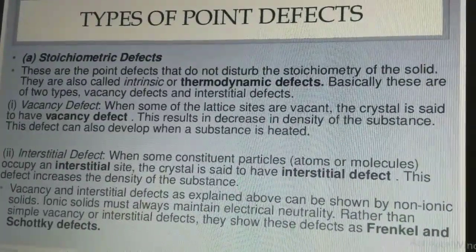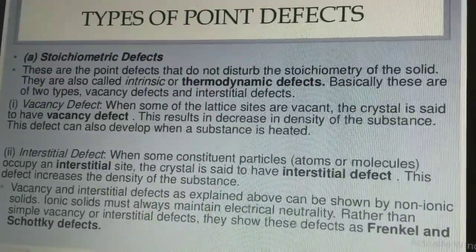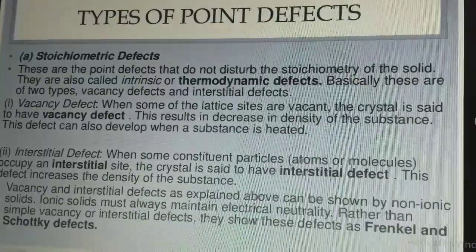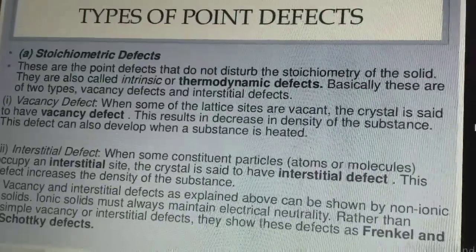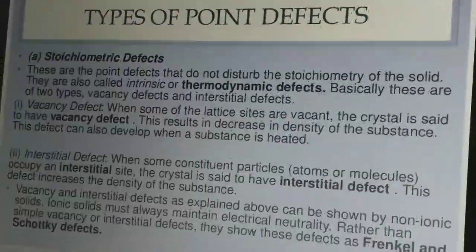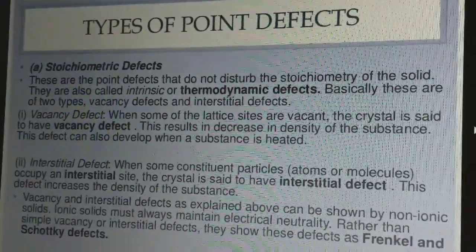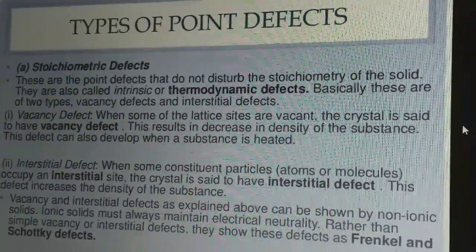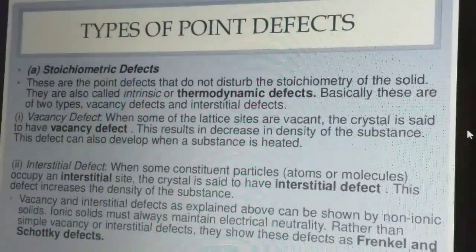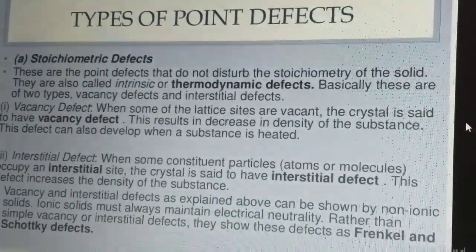Now coming to the point defects, I told already, point defects are classified into vacancy defect, interstitial defect, Schottky defect and Frenkel defect. Types of point defects. Number 1, stoichiometric defect. These are the point defects that don't disturb the stoichiometry of the solid. They are also called intrinsic or thermodynamic defects. Basically, these are of two types. One is vacancy defect, another is interstitial defect.